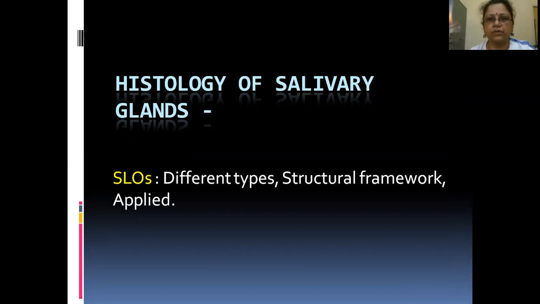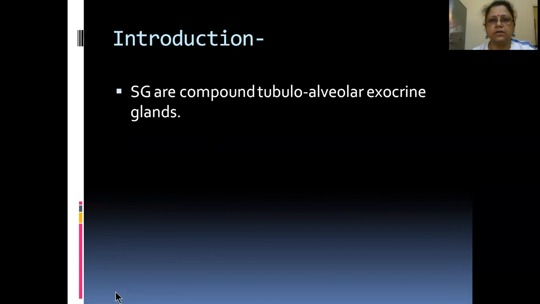So what are the SLOs we'll be going for? We'll be learning different types of salivary glands, their structural framework, and what are the applied importance. And I'll be teaching you how to draw the acini of the glands as well. Okay. So let's proceed. To introduce the topic, salivary glands are compound tubulo-alveolar exocrine glands.